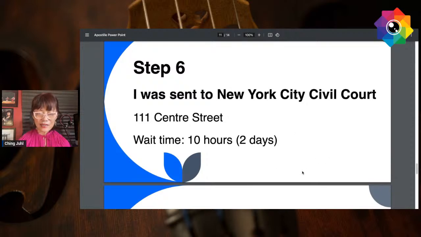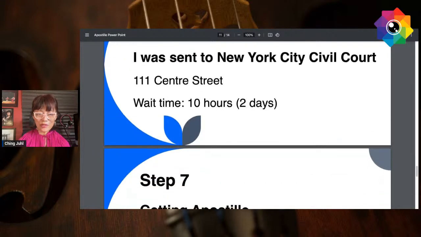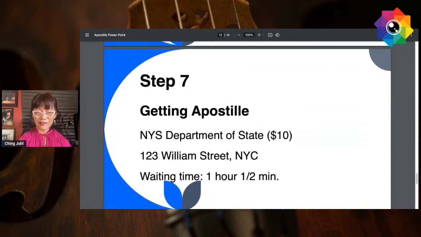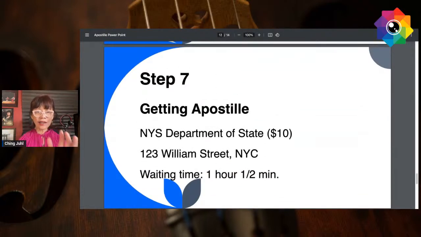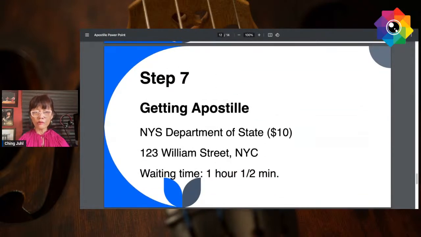After step 6, step 7, go back to 60 Centre Street, the New York City County Clerk. Go back to 60. Okay, I should add another slide. After that, I go to the almost last step. Step 7. Actually, this is called step 8, getting an apostille. Now I travel from 60 Centre Street to the New York City Department of State. It's called the License Department, I believe.